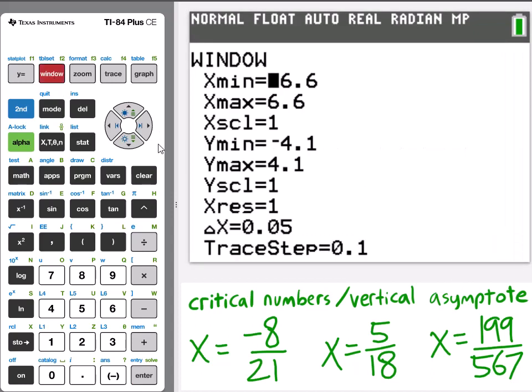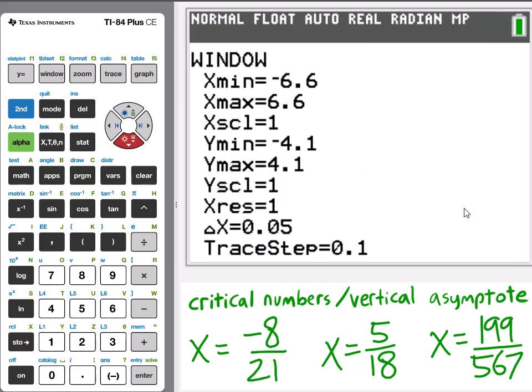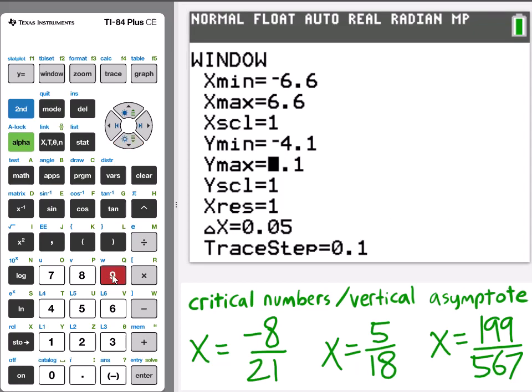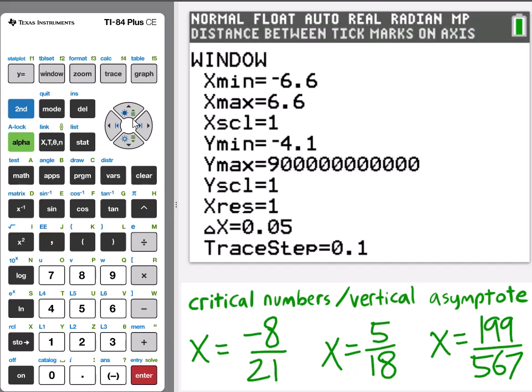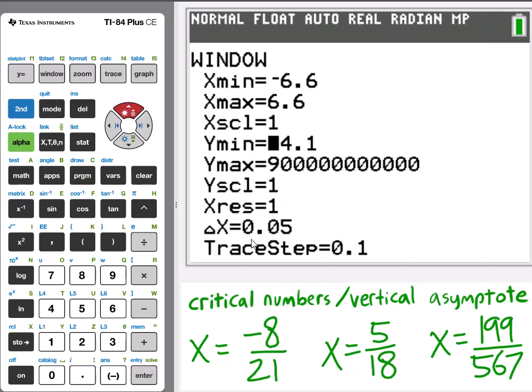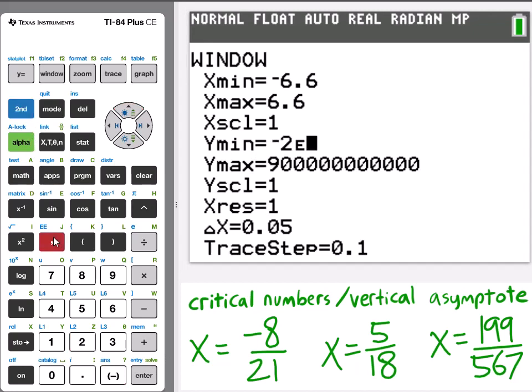So let's go ahead and go to window, and because I want to see above that 5 point whatever E11, I'm going to set my Y max to something that's well above that 5 point whatever E11. So let's say something like 9 followed by 11 zeros. And I can either type in 11 zeros or I can go second and then comma for that little E symbol and type in 11. And that's just a shortcut for adding 11 zeros after the 9. And I don't have to do this, but I generally like to make the Y min something comparable, something in the ballpark. So let's just say -2 followed by 11 zeros. And you can play with that as you want, kind of come up with your own style for that.